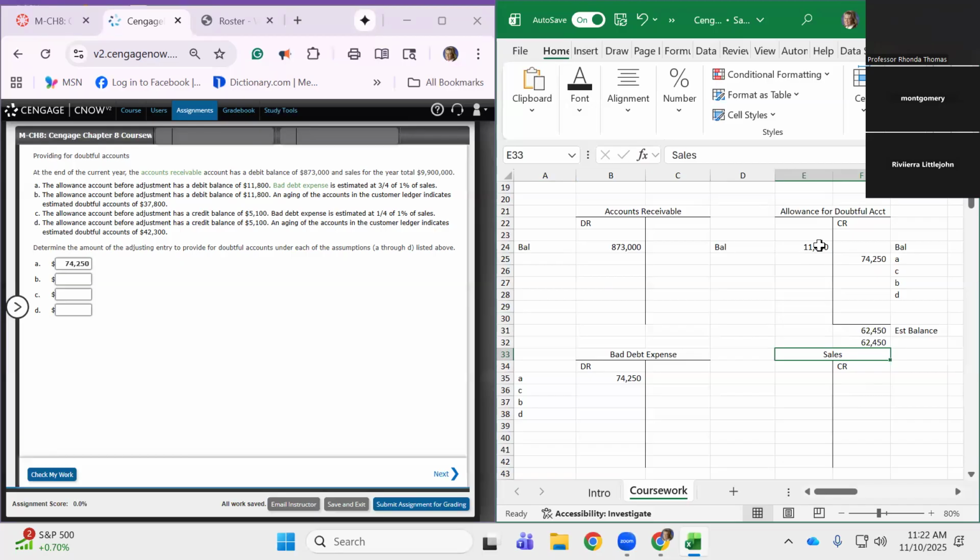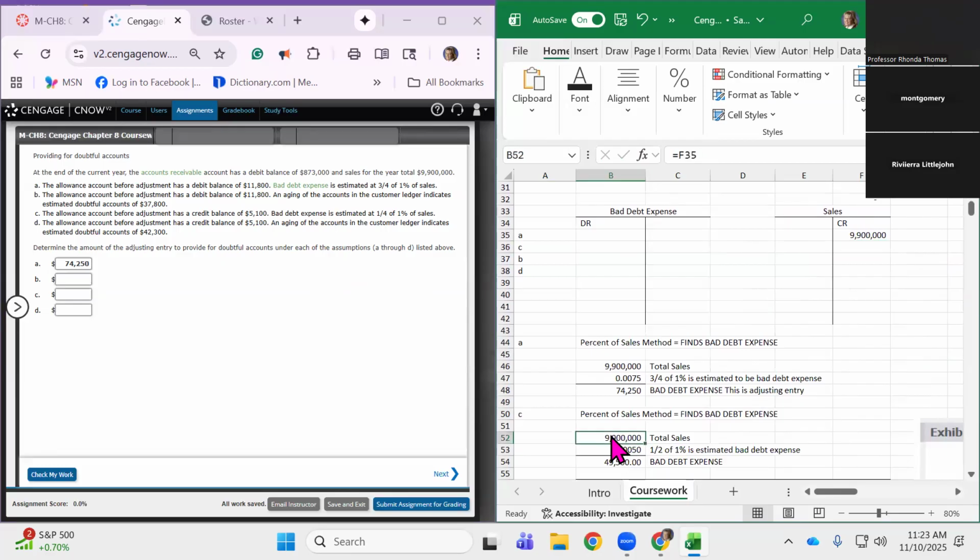We're in the coursework for chapter 8. I didn't get a chance to do the video, so I'm doing it now. Okay, so now let's go to C. We still have whatever balance your problem shows in accounts receivable. So now let me take out what I have here so we don't get confused. And by the way, sales, I can put over here, it's 9,900,000. You can always put that in there. And I'm going to C.